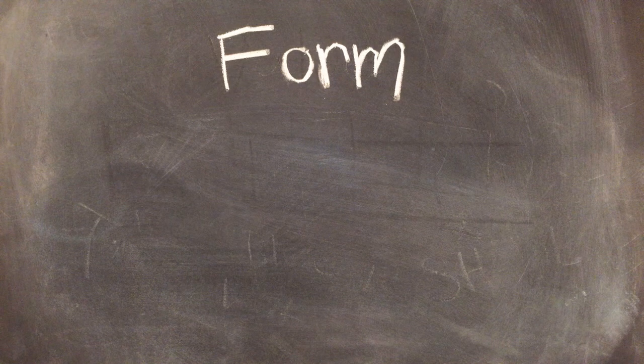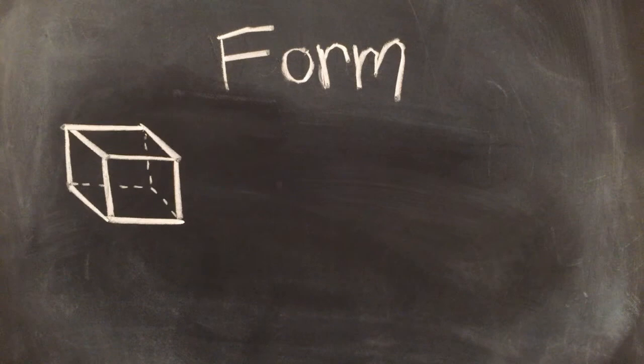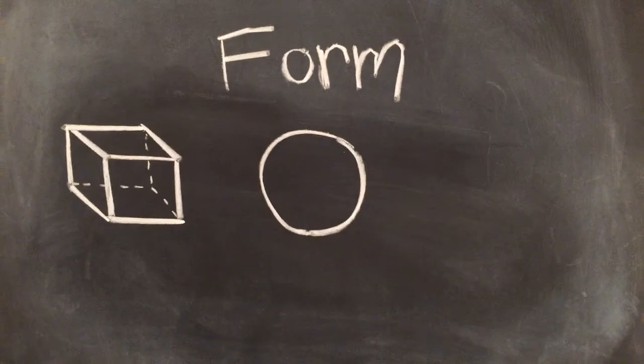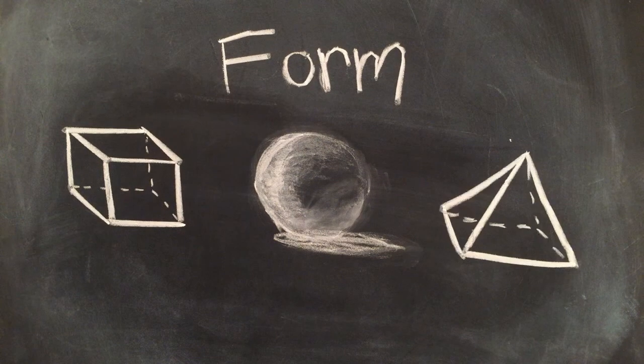Forms are 3-dimensional shapes. They are created when you add depth to a shape. For example, if you add depth to a square, you get a cube. If you add depth to a circle, you get a sphere. And if you add depth to a triangle, you get a pyramid. These are all examples of forms.